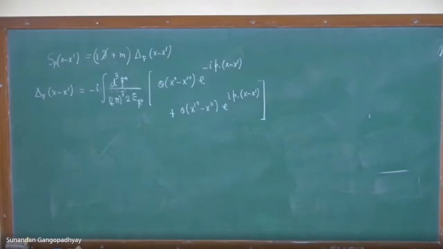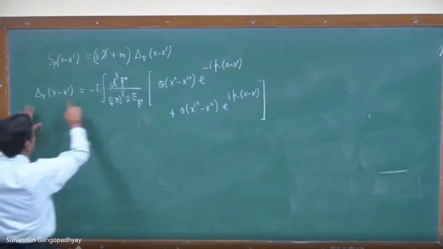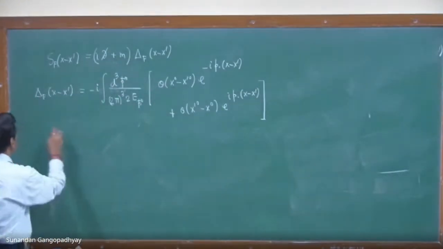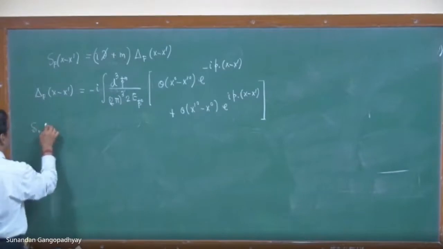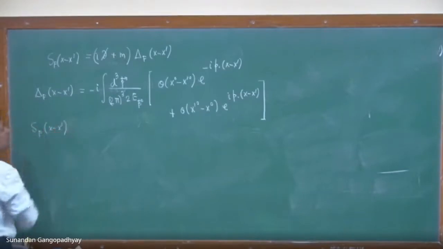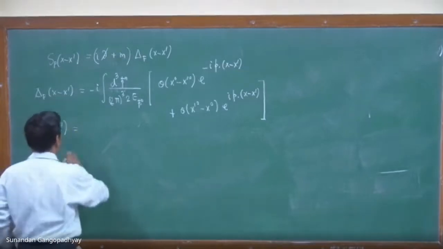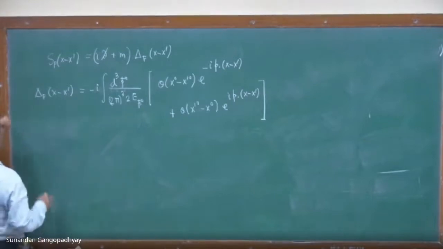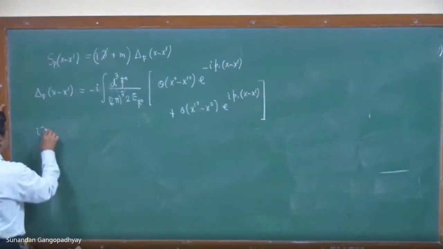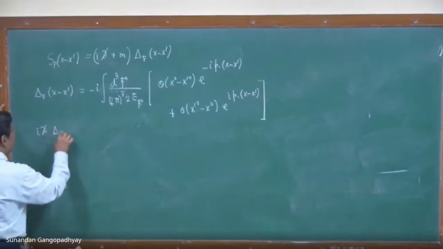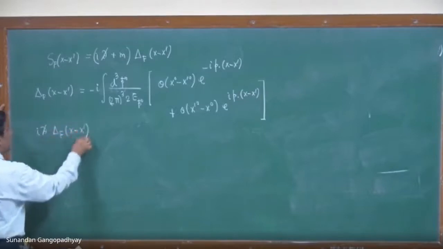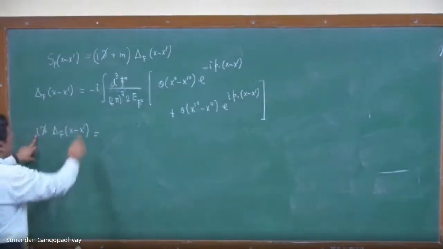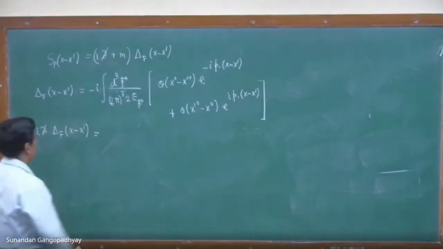Okay. So what we shall now do is act this operator on this expression. Therefore, S(x minus x prime) is basically equal to... Instead of calculating this thing, let us calculate i del slash acting on S(x minus x prime). So this i and this minus i will give me plus 1.